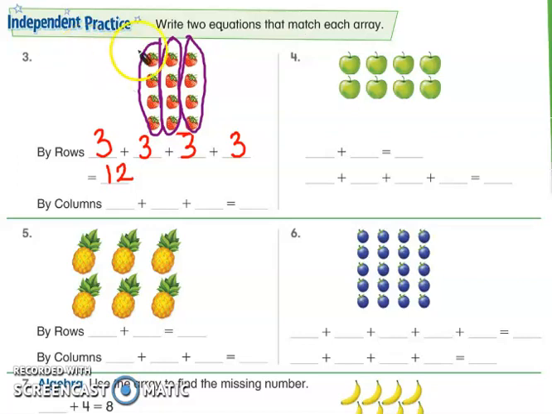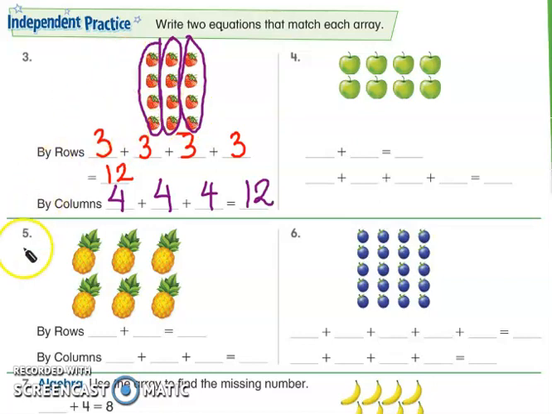So let's count 1, 2, 3, 4. So I write my addend right here. Then again, 1, 2, 3, 4. 1, 2, 3, 4, my last column. So it'll be 4, 8, 12. Alright, so that is how I use that.